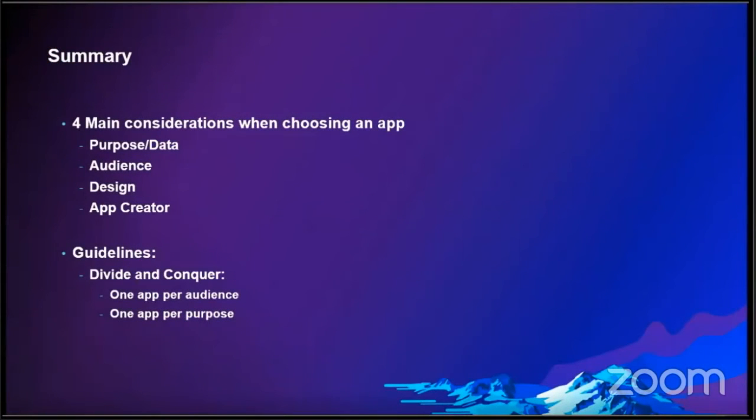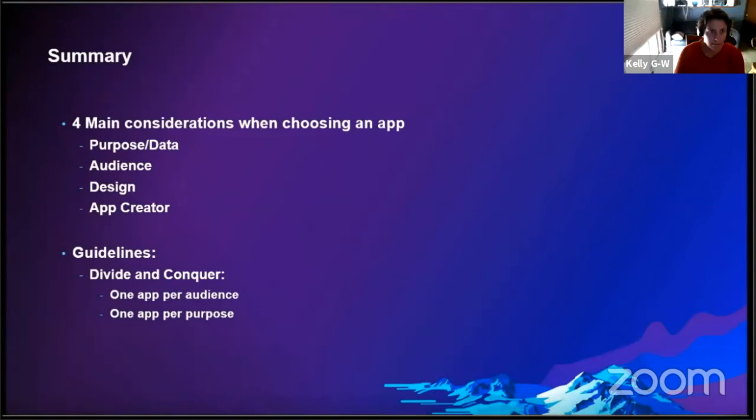To wrap this up, all three of the applications we demonstrated today were chosen by carefully considering four main considerations: the purpose or data, audience, design, and the app creator. Using these considerations, you can more effectively narrow down the best app to choose for your project. Finally, there is no right answer when asking which type of app you should create. But when working with multiple audiences or workflows, it is often wise to divide and conquer. Make a single app per workflow or audience.